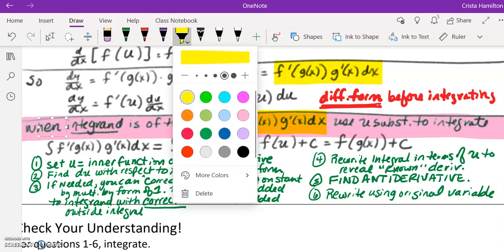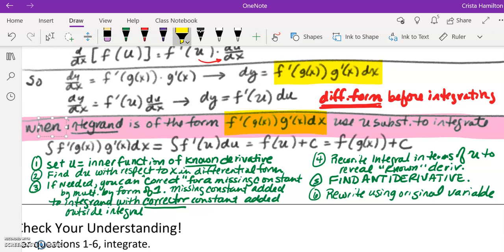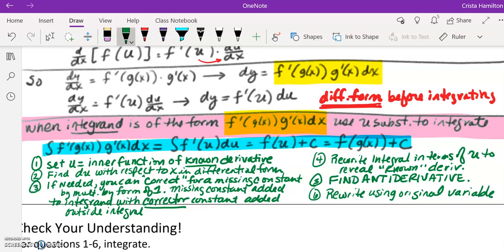So taking a look at this, just kind of highlighting each of the components. I did all of the work in this middle section right here. Let's highlight that maybe in this color. So this is the actual work of showing that we identify our inside function, which is g of x. I said u equals the inner function of the known derivative, and that would be your g of x. You take the derivative of that known function with respect to x, and you put it in its differential form. And if needed, if you are missing a constant, then you would multiply by a form of 1.